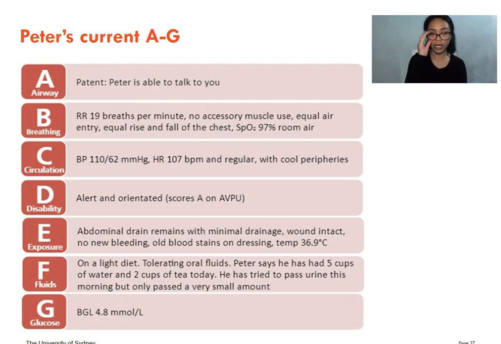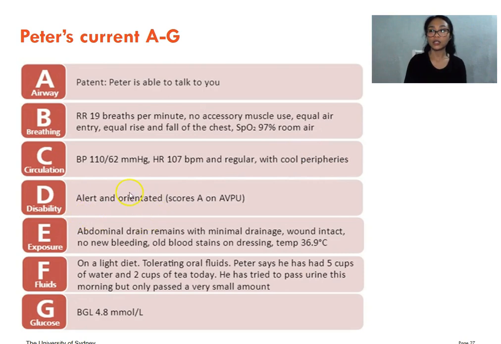So Peter's current A to G: he is able to talk to you. He's got a respiratory rate of 19 breaths per minute. There's no accessory muscle use. He's got equal air entry, equal rise and fall of the chest. His oxygen saturations are 97% on room air. His blood pressure is 110 on 62, a heart rate of 107 beats per minute, regular in its rhythm, and he's got cool peripheries.